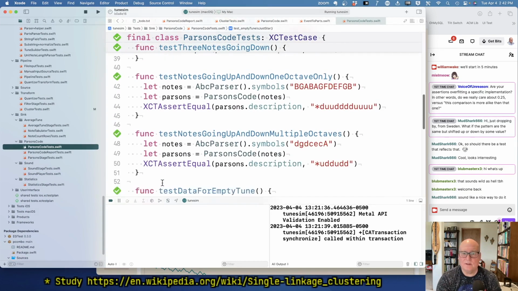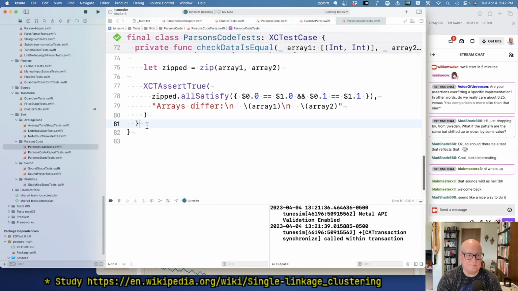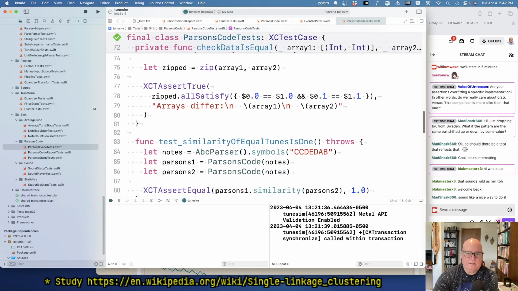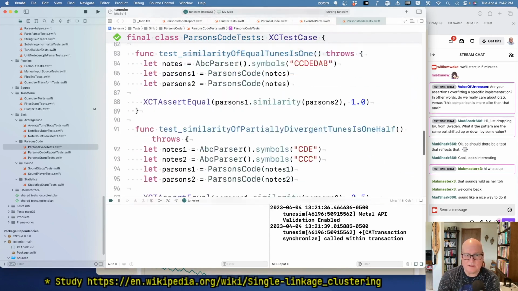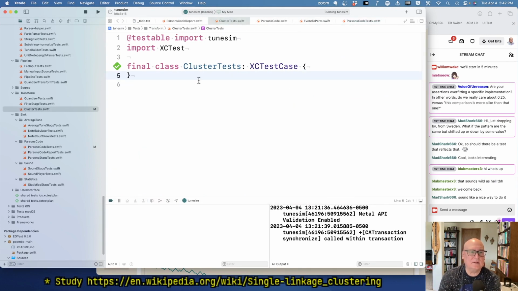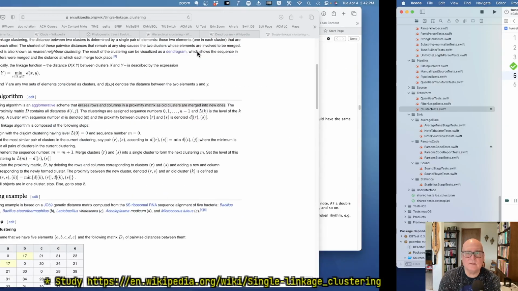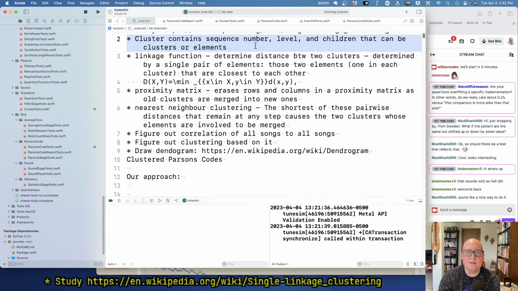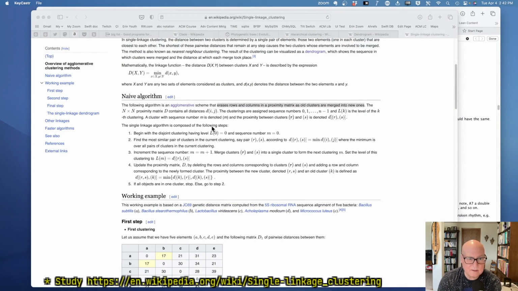tests. Okay, so already comparing lots of things. Okay, similarity is something we're defining here. All right. And go back here. Now cluster tests. Well, let's read our to-do again. Okay, sequence number, level, and children. Sequence number is just distinguishing them. I don't know what we do with it. Sequence number M is denoted M. And it's naming the cluster, I guess.